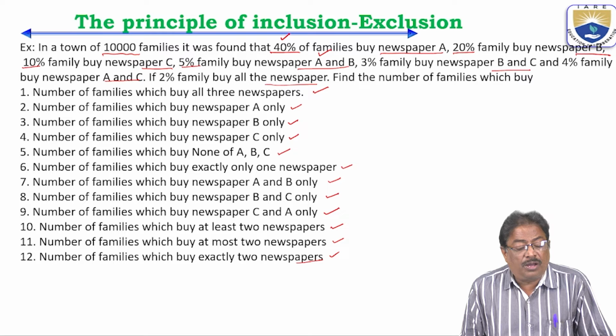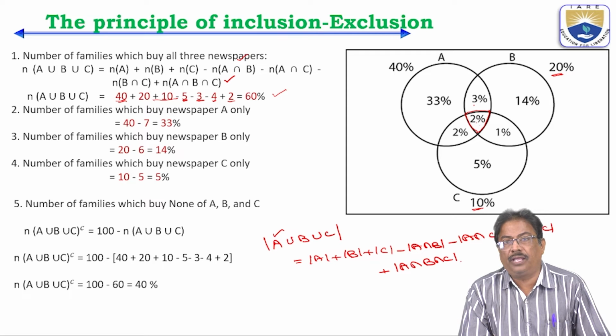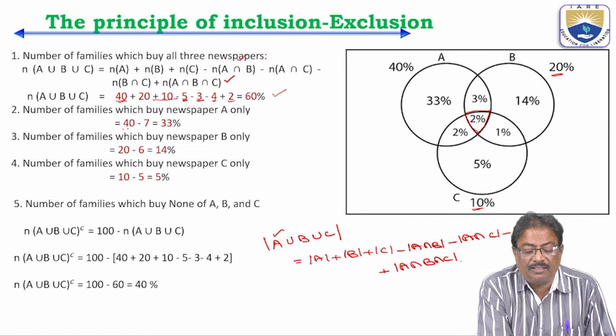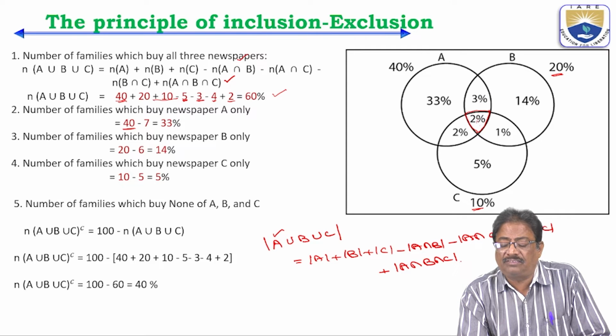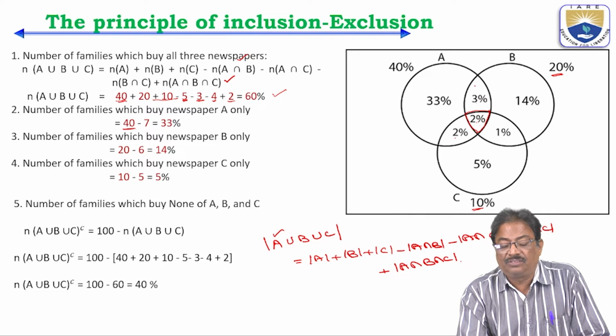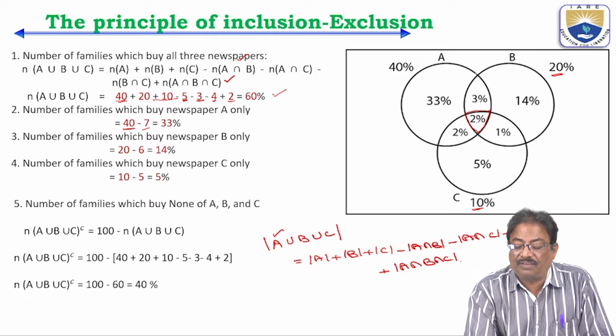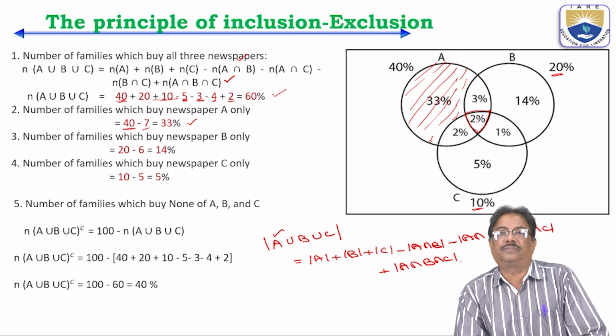Now, the second question is the number of families which buy only newspaper A. So how many families are buying only newspaper A and are not going to buy the remaining newspapers? Here 40% will be there. In that 40%, the number going to buy A and B is 5%. So next, this 2% is buying all the three kinds of papers. So A and B only is 3%, this is 2% and next this is 2%. If I add this, it is 7%. So 40 minus 7, I have to calculate only this one. So it is 33%.